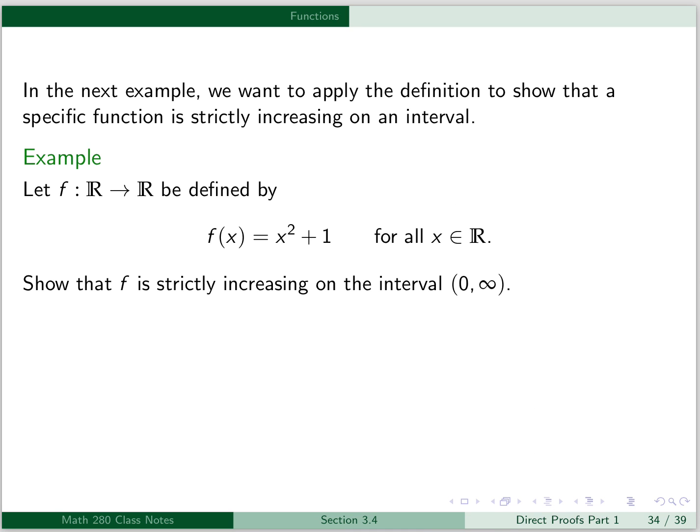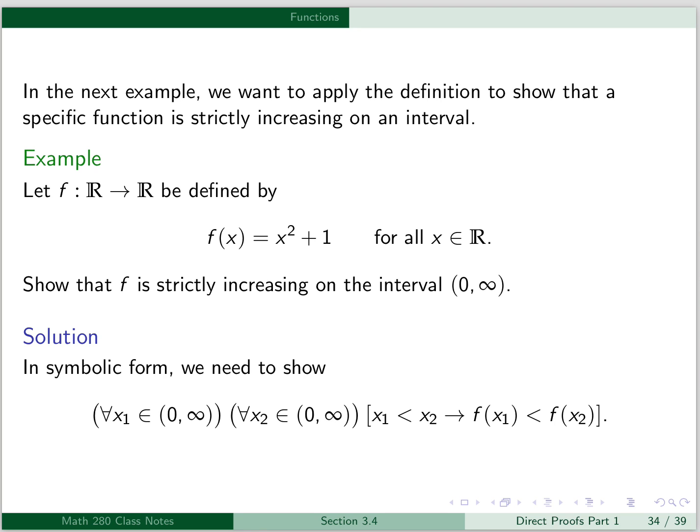In the next example, we want to apply the definition to show that a specific function is strictly increasing on an interval. In calculus, you learn a lot of different techniques for showing that a function is increasing or decreasing using the derivative. Here, we just want to use the definition alone. So for our example, let's let f be the function from R to R defined by f of x equals x squared plus 1 for all x in R. We want to show that f is strictly increasing on the interval from 0 to infinity. In symbolic form, we need to show for all x1 and x2 in the interval from 0 to infinity, x1 is less than x2 implies f of x1 is less than f of x2.